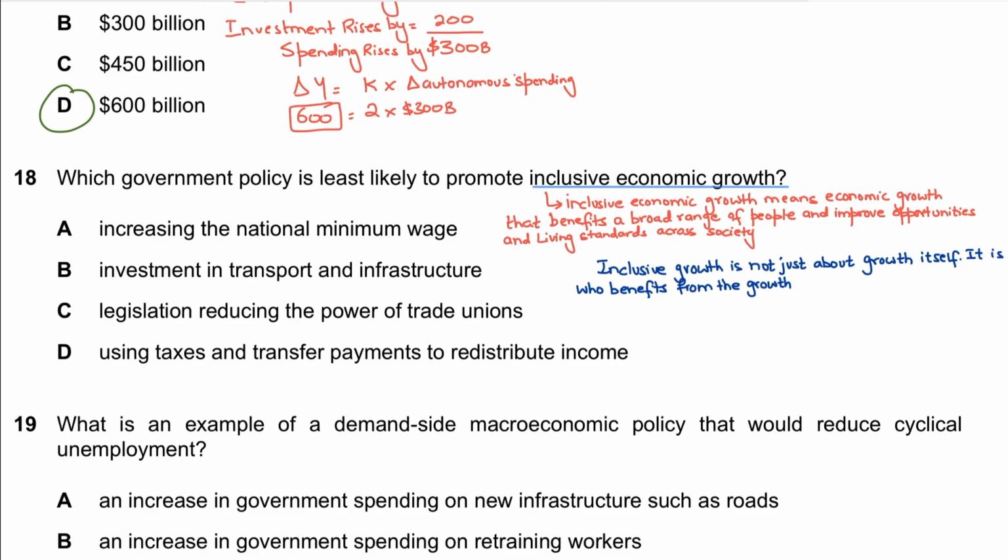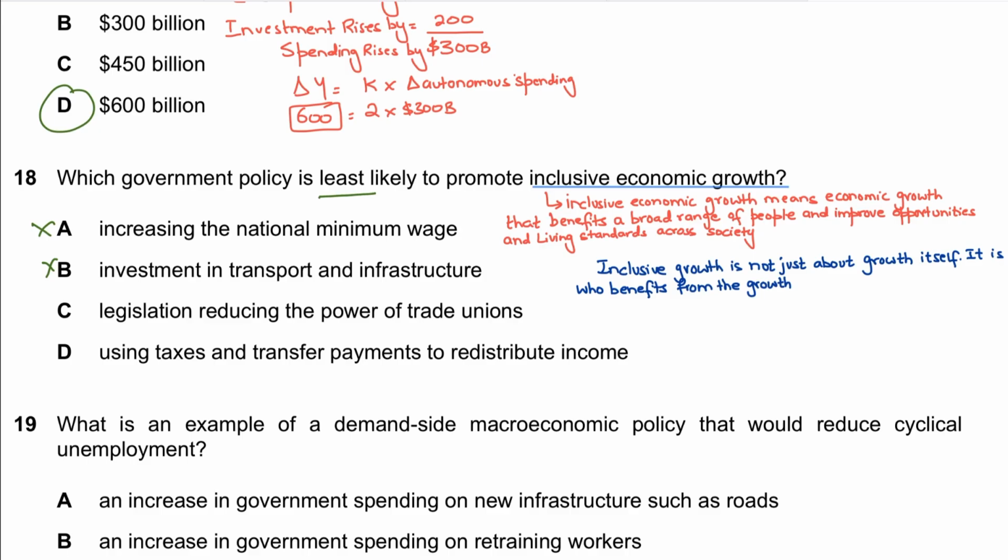Our first answer, option A, says increasing the national minimum wage. If you increase the national minimum wage, this is going to raise the incomes of low paid workers and make the growth more inclusive. So this is not correct. They are asking which is least likely to promote inclusive growth. The second says investment in infrastructure. This again improves access to jobs and economic opportunities for many people. So again, this is going to promote inclusive growth.